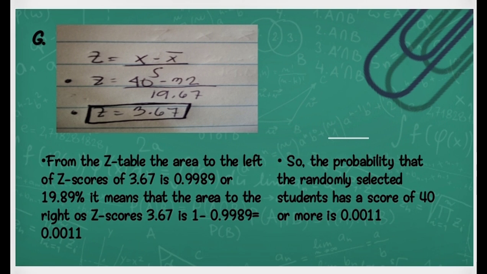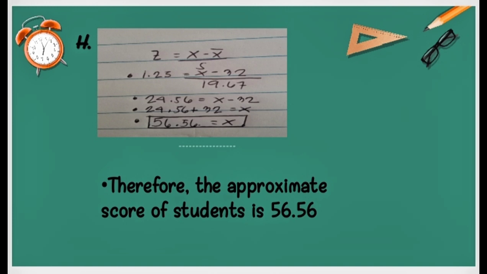Good day. Again, I am Russell Bintaha and I am assigned to solve the problems letter G and H. As you can see here, the formula to solve this problem is z equals x minus x bar divided by the standard deviation. Here, our x amounted to 40 and x bar is 32 and standard deviation 19.67, which will result to 3.67. Last, same formula. Our z amounted to 1.25 equals x minus x bar 32 and 19.67 standard deviation will result to 56.56. So that will be all.